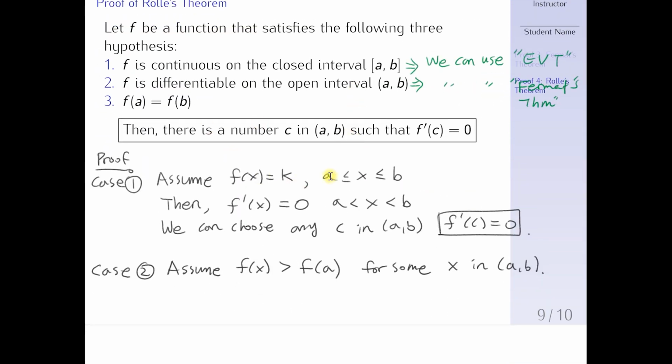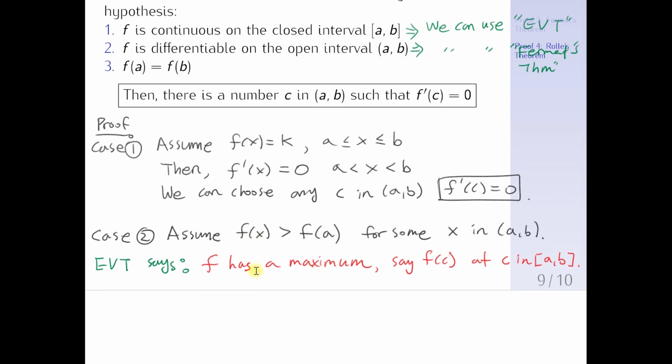So, extreme value theorem says that f has a maximum, like say, f of c at c in between closed interval a to b. Next, our assumption f of a equals f of b, and then assumption f of x greater than f of a tells us something about maximum and minimum.